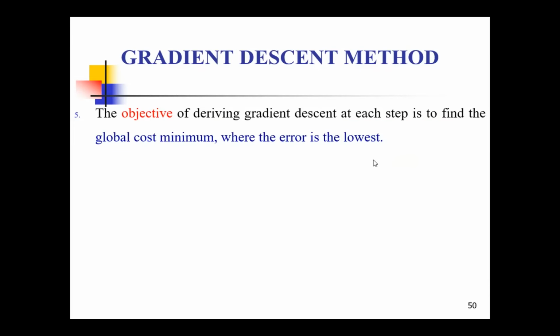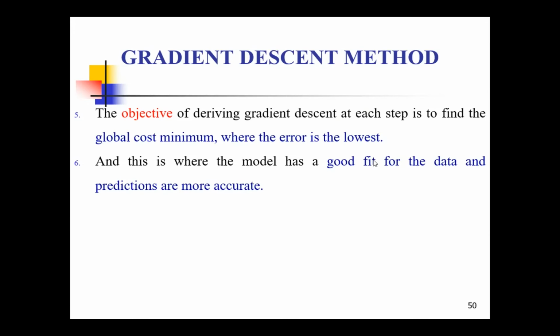The objective of deriving the gradient descent method is to identify the minimum global cost. The minimum global cost is associated with the minimum error. When the error is low, obviously the model will fit better and the predictions are more accurate. So that is the procedure of this gradient descent method: we are going to reduce the error.